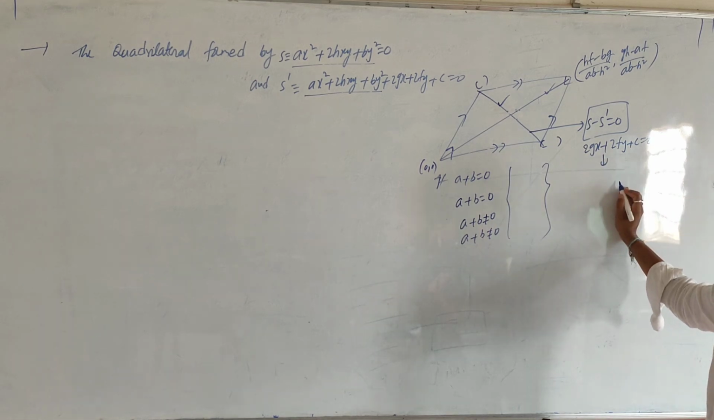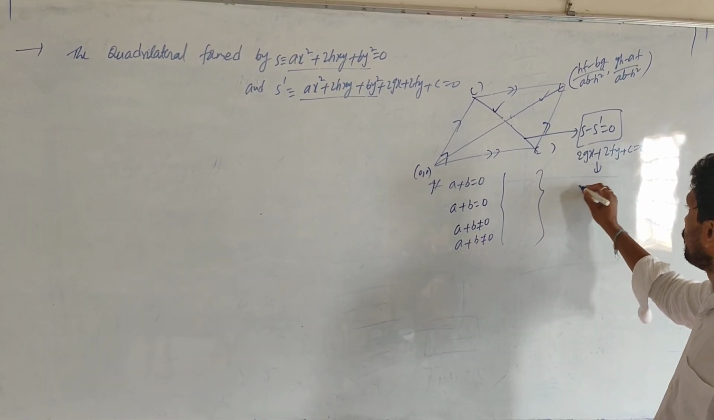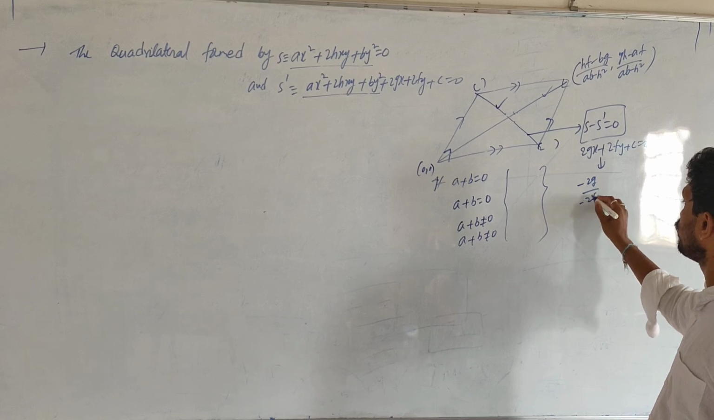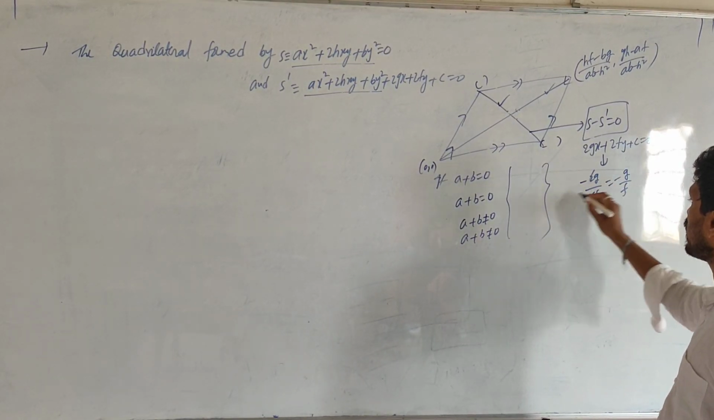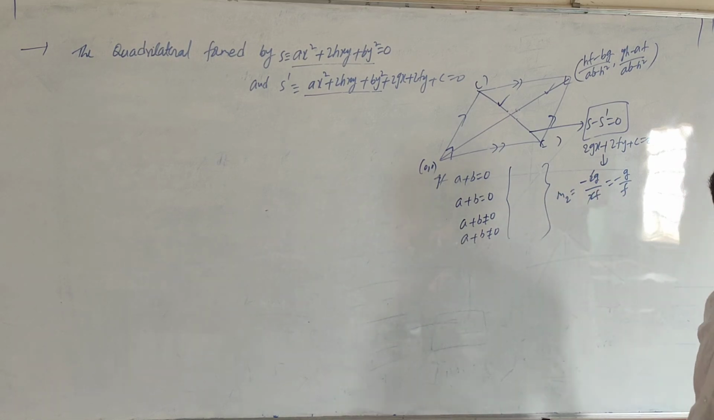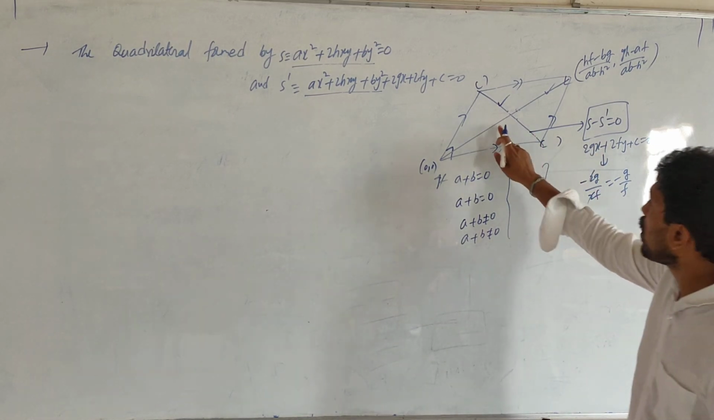Then we can find the slope of this one. What it becomes is minus 2g by 2f, the 2 gets cancelled. This is nothing but minus g by f. Let us take this as m2, the slope of this line. Now what is the slope of this line?